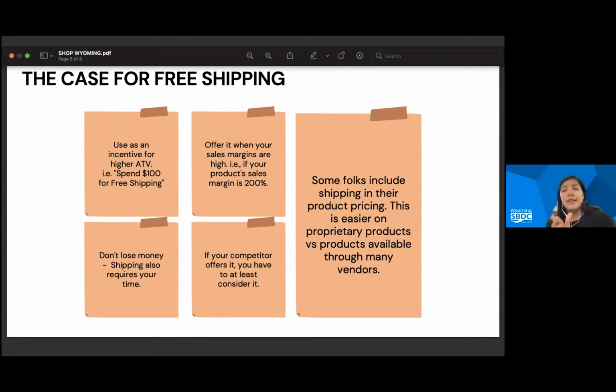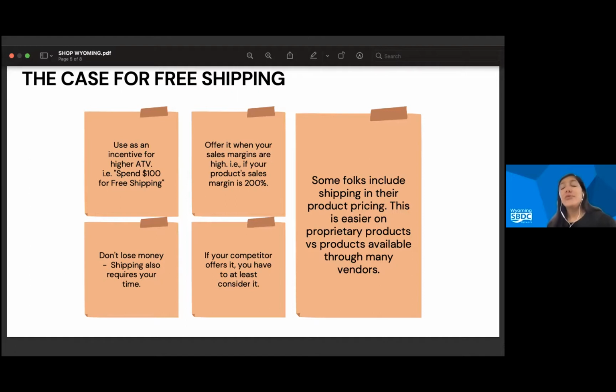The last little note is more about reminding yourself that you shouldn't lose money on shipping. Shipping requires your time. Your time is also part of the shipping cost. I have worked with several folks that when they are setting up their products, they're like, well, I can afford the free shipping. But you have to understand, sure, maybe you can afford the free shipping, but can you also afford your free time, right? Your time is not free at the end of the day.